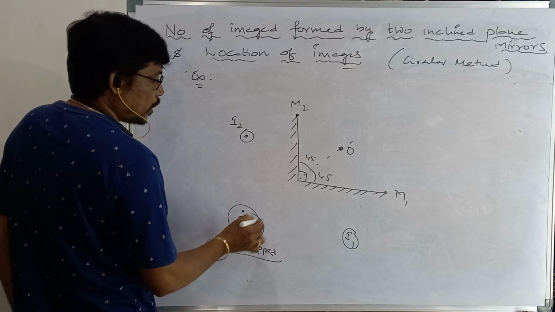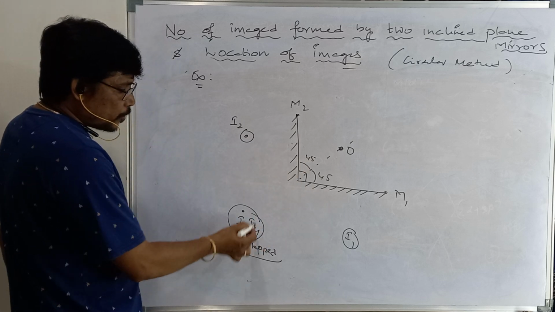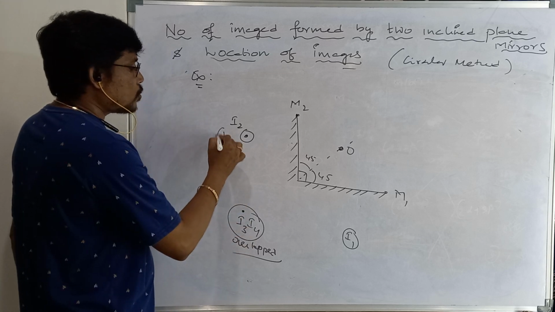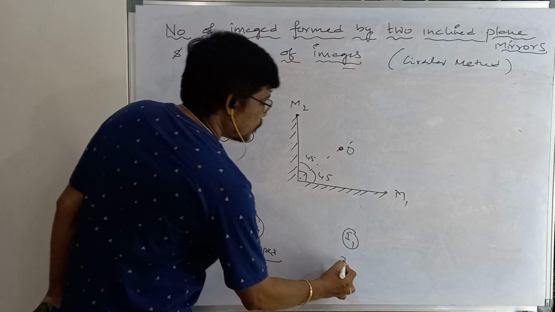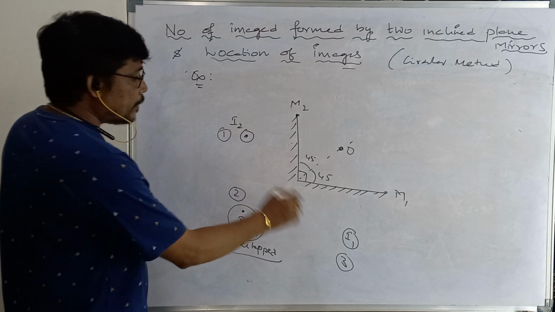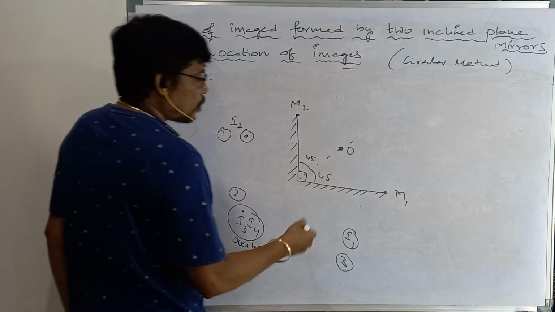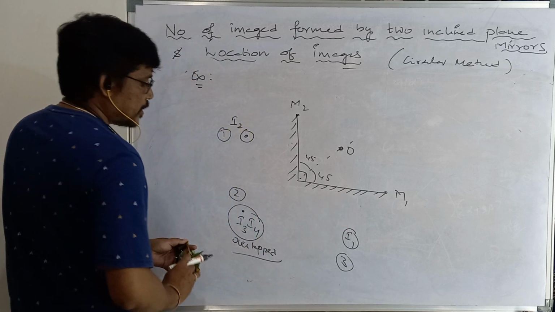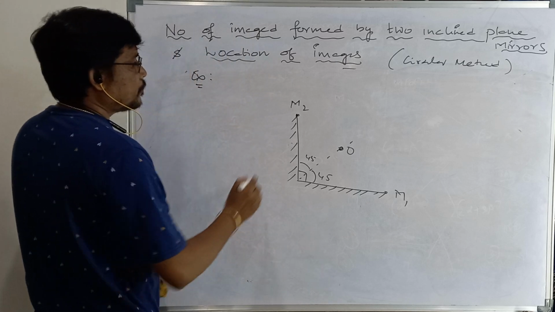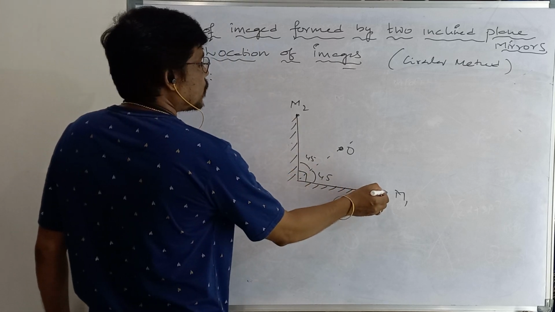Now how many images are formed in total? 1, 2, 3, 4. Here both images are overlapped, so this is considered as one. So 1, 2 and 3. 3 images are formed. Let us check how 3 images are formed. First, all the images are formed on the circle.